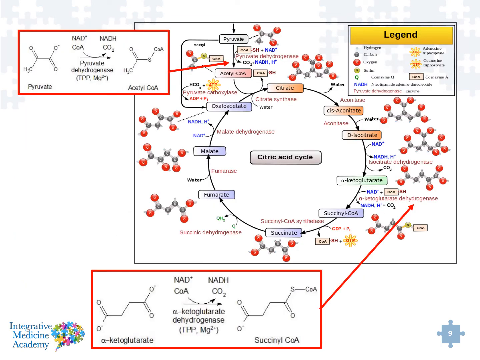So pyruvate dehydrogenase is really important. Here we have the conversion of pyruvate to acetyl coenzyme A, and then of course that enters the Krebs cycle at step 1. Another important enzyme in Krebs cycle activity is the alpha-ketoglutarate dehydrogenase.